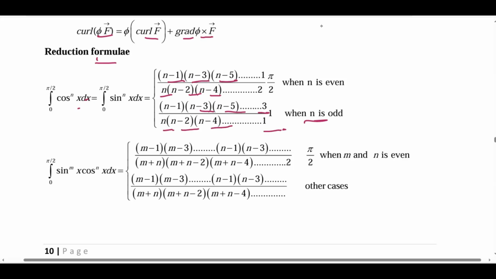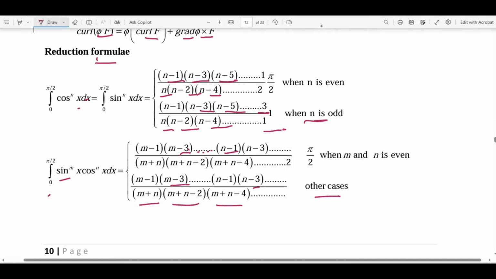Then if it is the integral from 0 to pi by 2 of sin to the m x cos to the n x dx, it will be (m minus 1)(m minus 3) continuing till (n minus 1)(n minus 3), into pi by 2, divided by (m plus n)(m plus n minus 2)(m plus n minus 4) and so on till 2, in the case where both are even. Otherwise it is (m minus 1)(m minus 3) dot dot till (n minus 1)(n minus 3) divided by (m plus n)(m plus n minus 2)(m plus n minus 4).